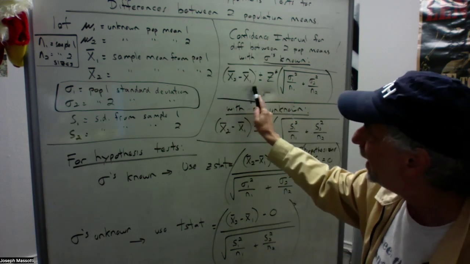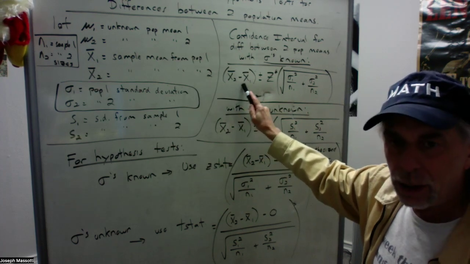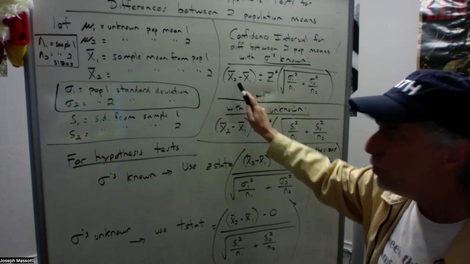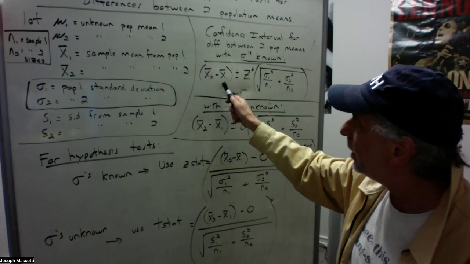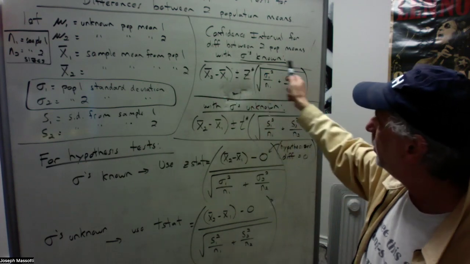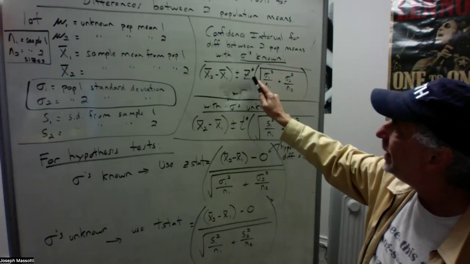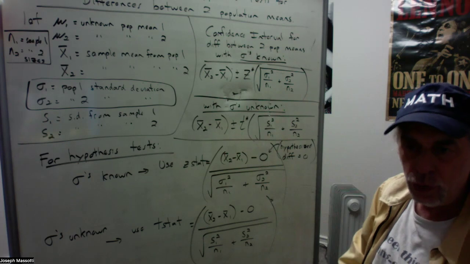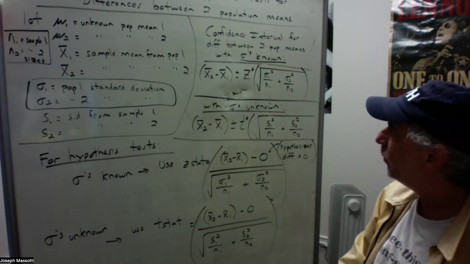So this is our point estimate for the difference between the two populations. This is the center of our confidence interval, the difference between the two sample means. That's going to be our center of the confidence interval. And then we're going to go out our margin of error. Remember, our margin of error. And if we know the sigmas, we use a z critical value, our usual z critical values for certain levels of confidence. We've gone over that.